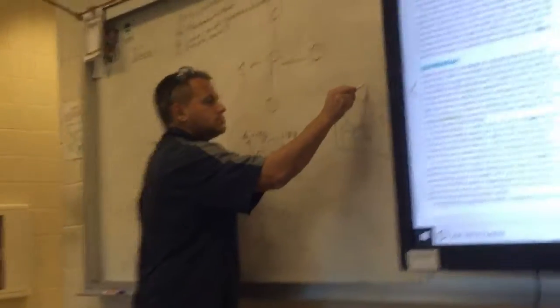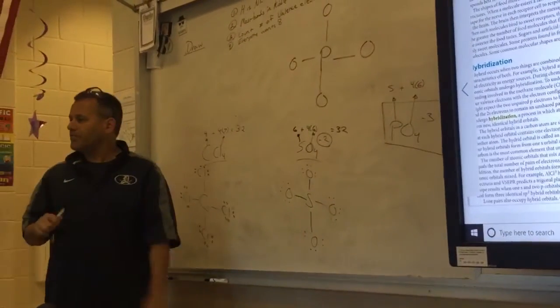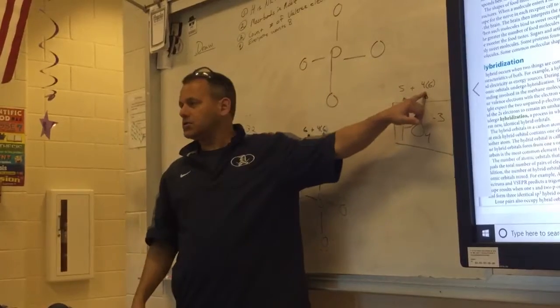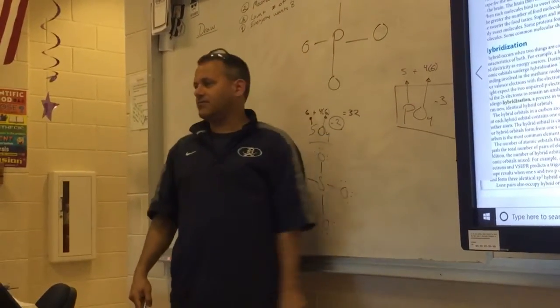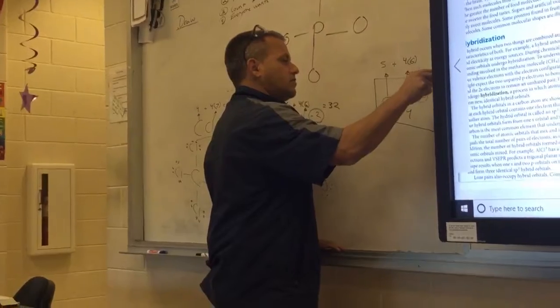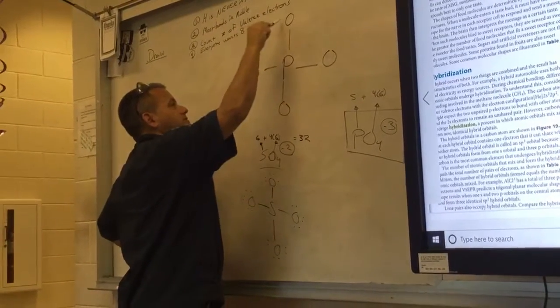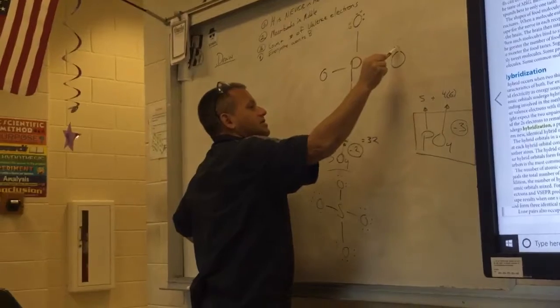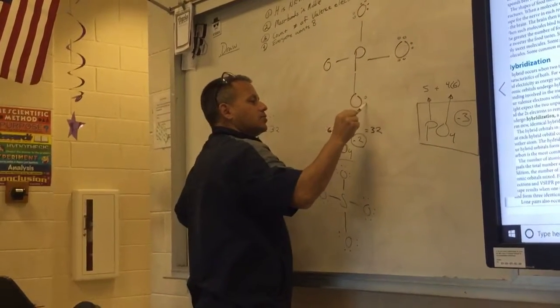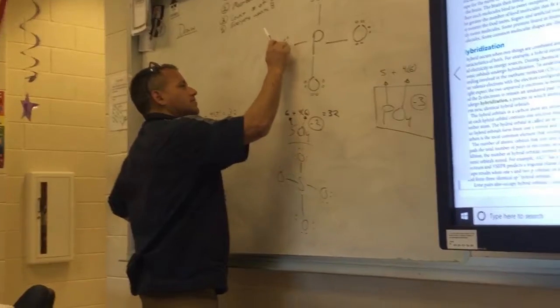How many total am I supposed to have? 5 plus 24, which is 29. And then what's that -3 mean? Plus 3, basically. So that means a total of 32. All right, PO4: 2, 4, 6, 8, 10, 12, 14, 16, 18, 20, 22, 24, 26, 28, 30, 32.